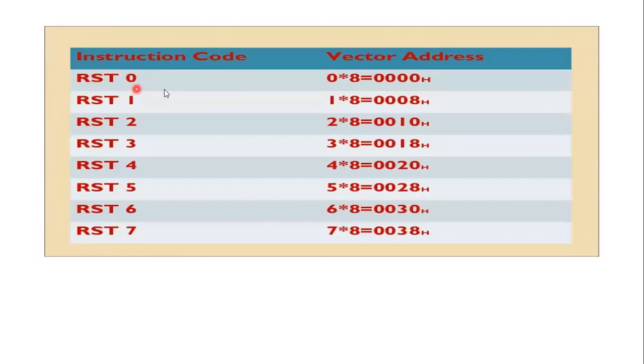So RST0, this is the vector address. RST1, 0008. Then RST2, this is the vector address, and RST3, 0018 is the vector address. RST4, 0020 is the vector address, and RST5, 0028 is the vector address. RST6, 0030 is the vector address, and RST7, 0038.